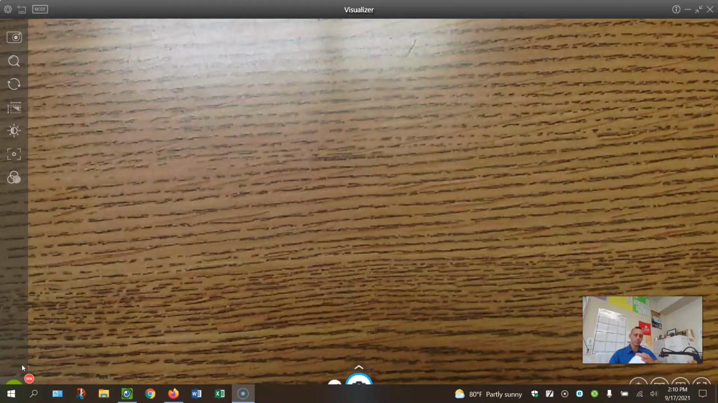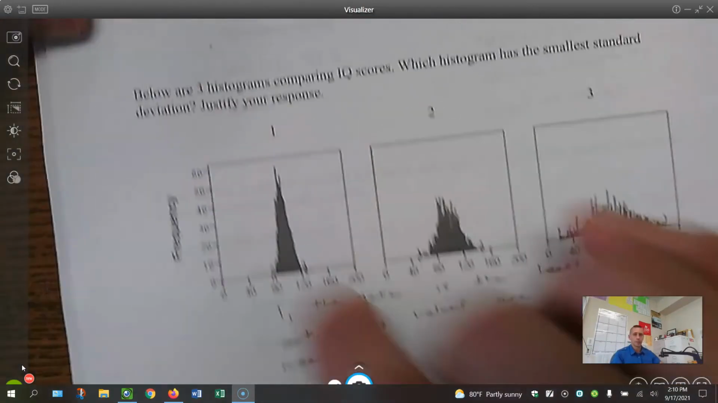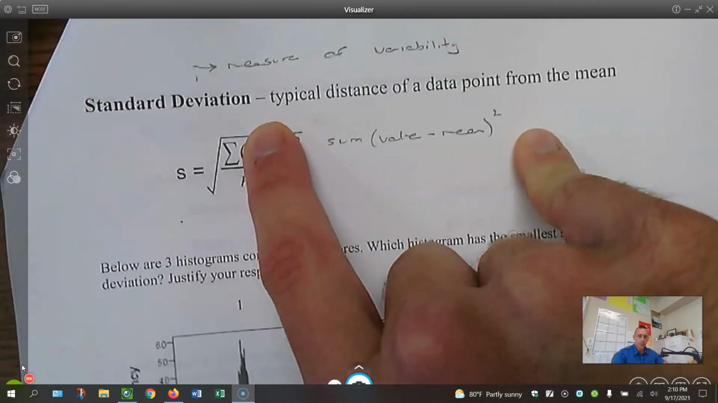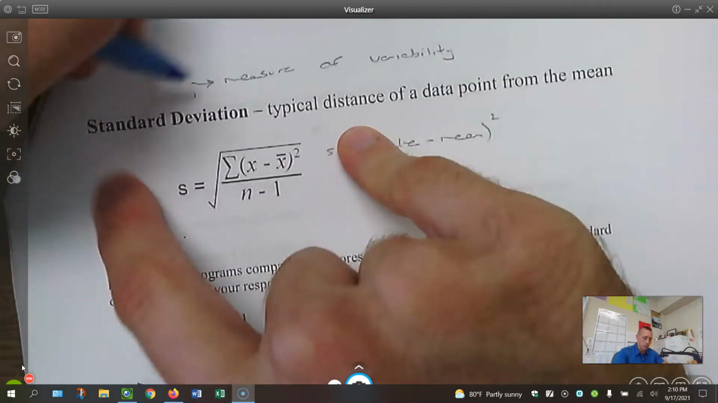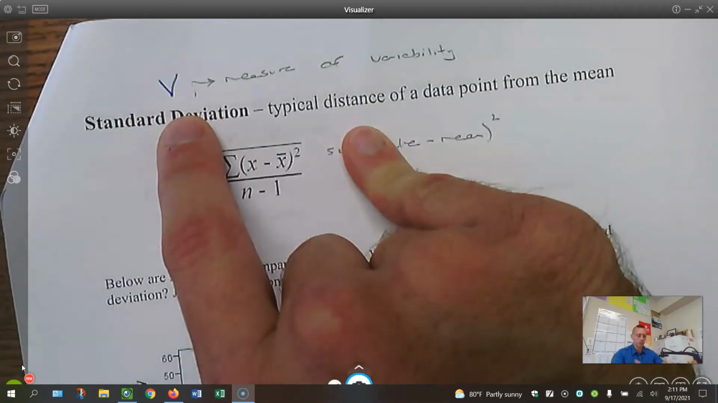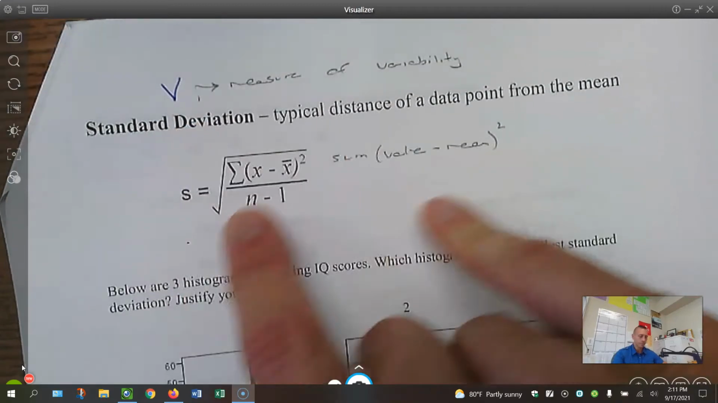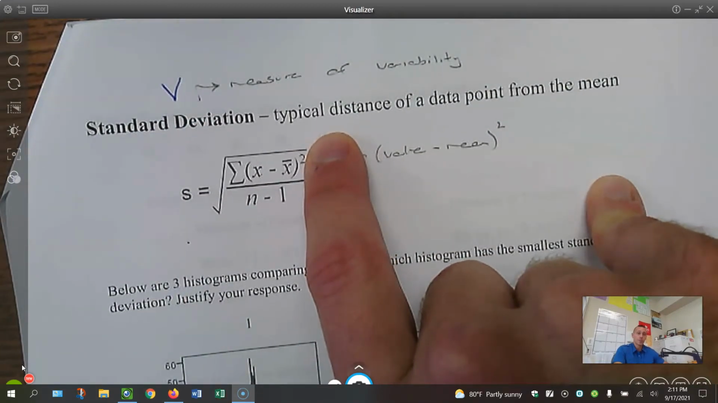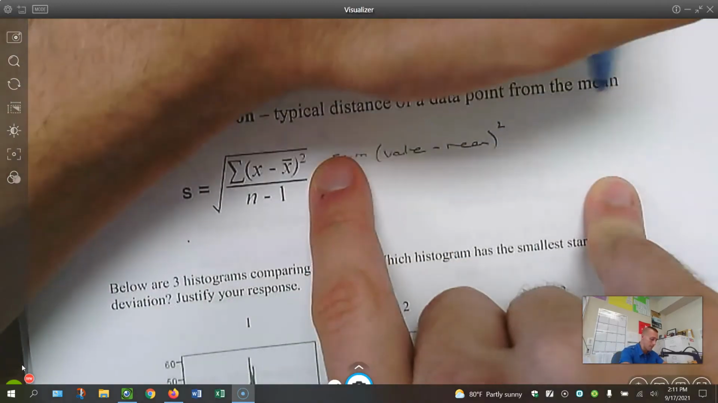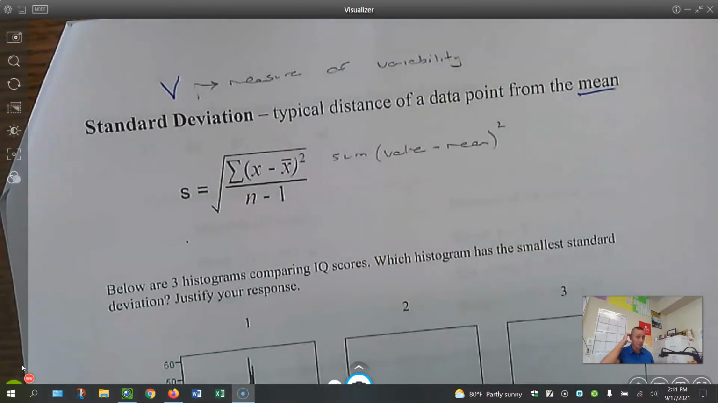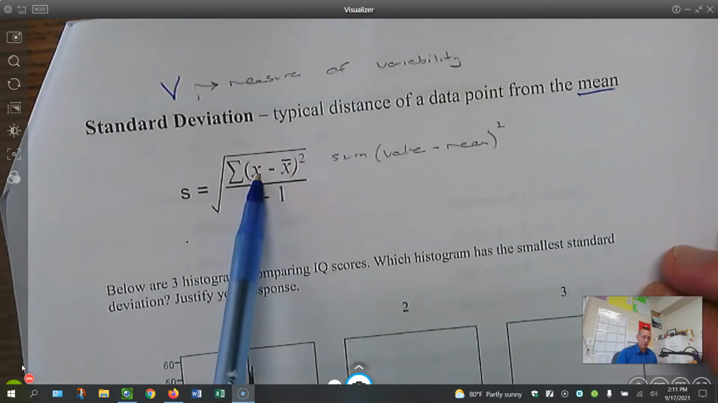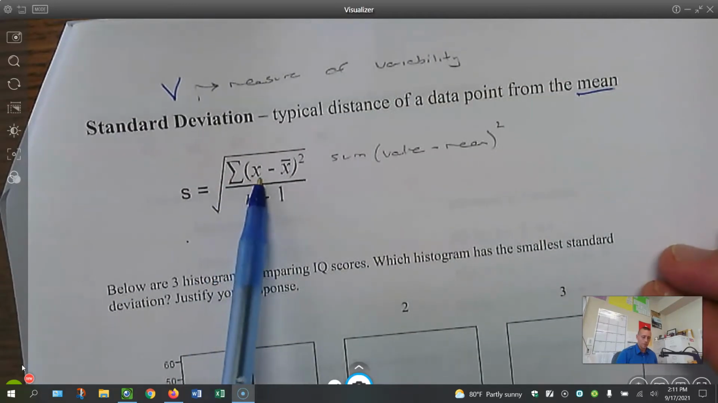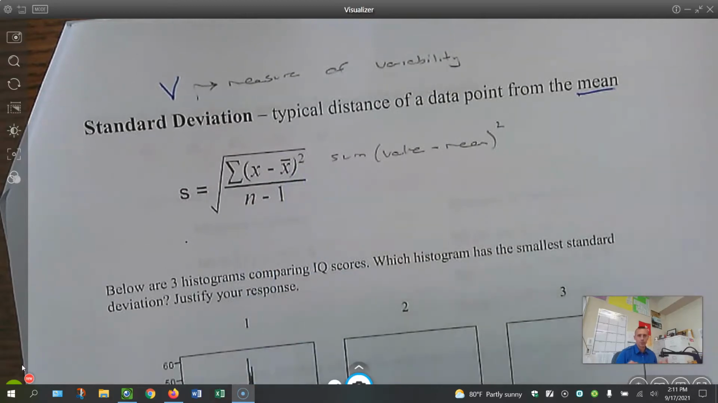All right. Moving on to page 5 of the lesson. Standard deviation is a measure of variability. So when we talk about VSCO, you're going to potentially talk about it for the variability. It's just the typical distance from a data point away from the mean. Notice I'm not talking about median anymore like I was with box plots. There's this fancy formula. This is for sample standard deviation. Basically, it's just the sum of each value minus the mean squared. You're summing those up, taking the square root of that average, essentially.